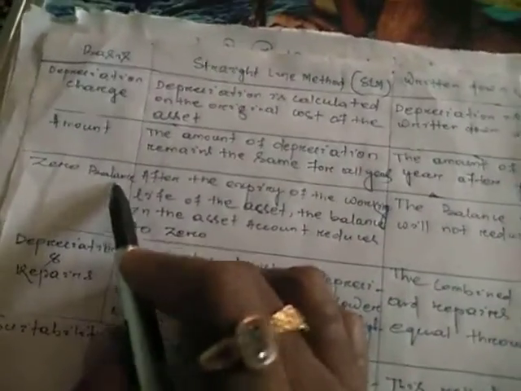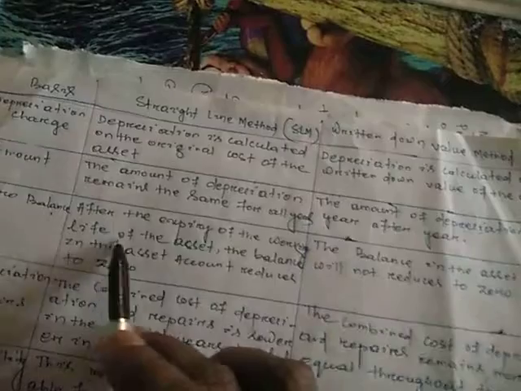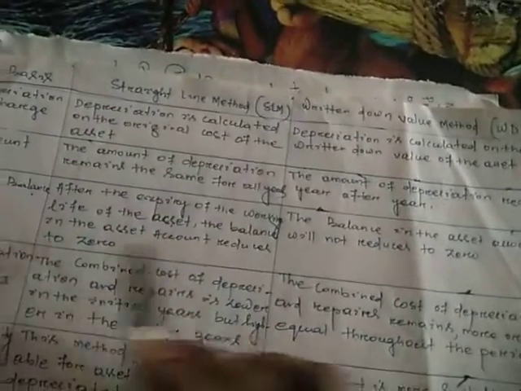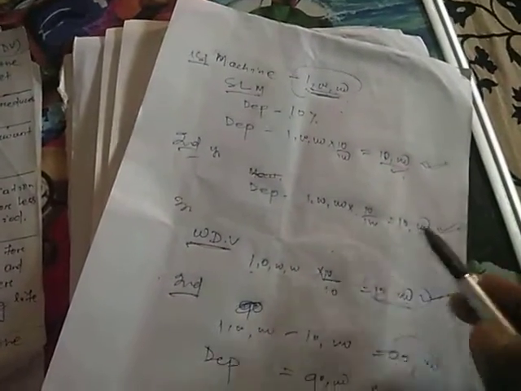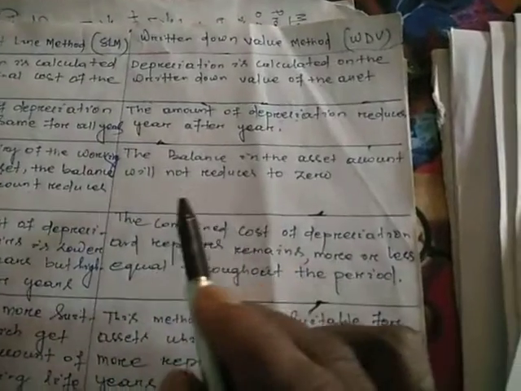Then come to the third bit, zero balance. In straight line method, after the expiry of the working life of the asset, the balance in the asset account reduces to zero. In the sense, when you calculate 10,000, 10,000, 10,000, after a lump sum period, after 5 years or 10 years, whatever, the value of the asset becomes zero. It is 1 lakh, then 90,000, then 80,000, and in that way it continues until the value is zero. But in case of the written down value method, the balance in the asset account will not reduce to zero.